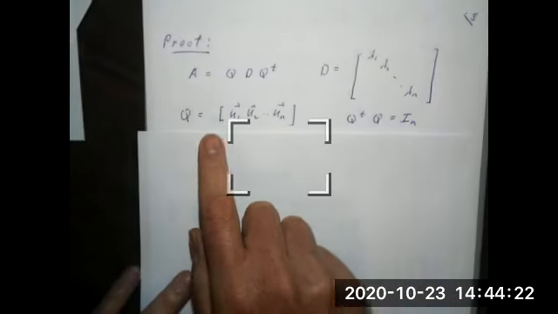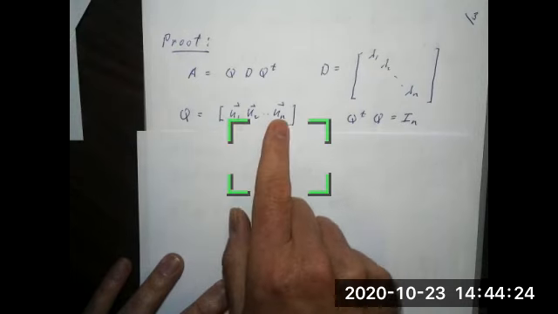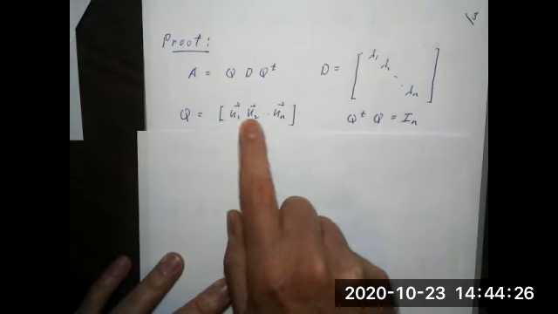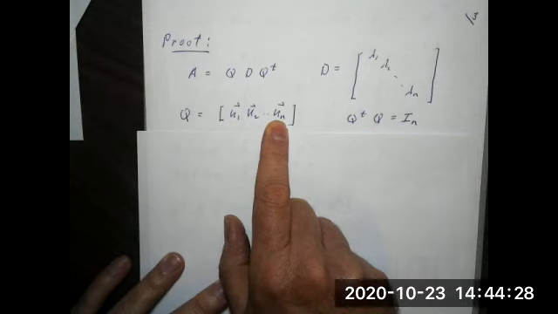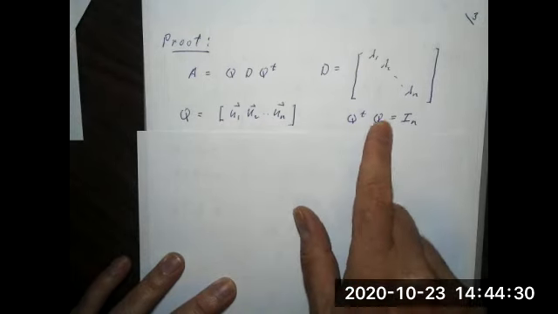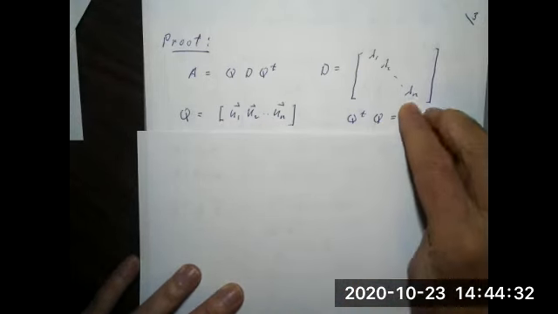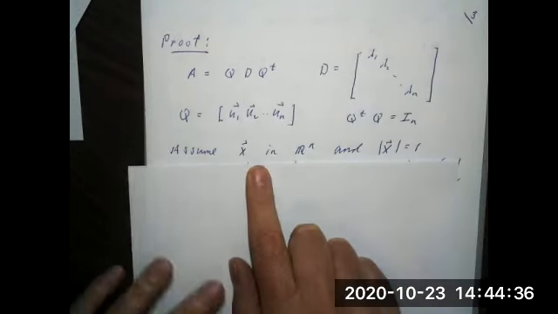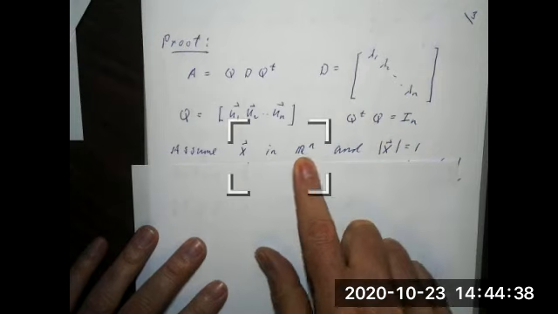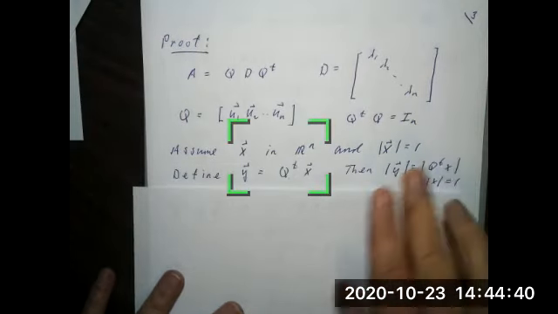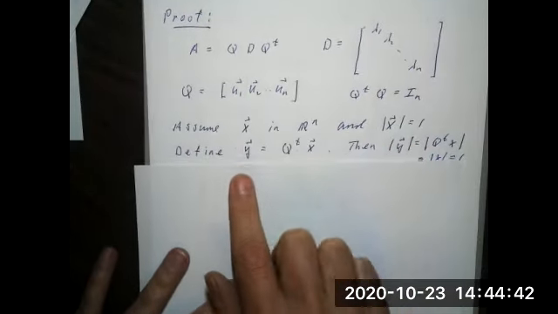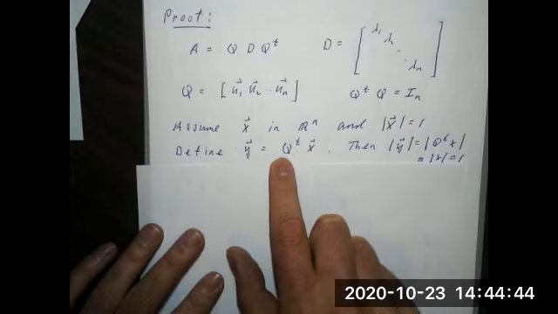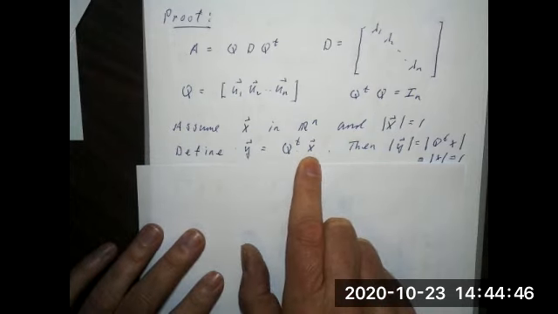The matrix Q has columns given by u1 up through un. They form an orthonormal basis for Rn. We know that Q transpose times Q is the identity. In other words, Q transpose is the inverse of Q. Let's assume that x is a vector in n space and its length is 1. We're going to make a change of variable here. We're going to define y to be Q transpose x.